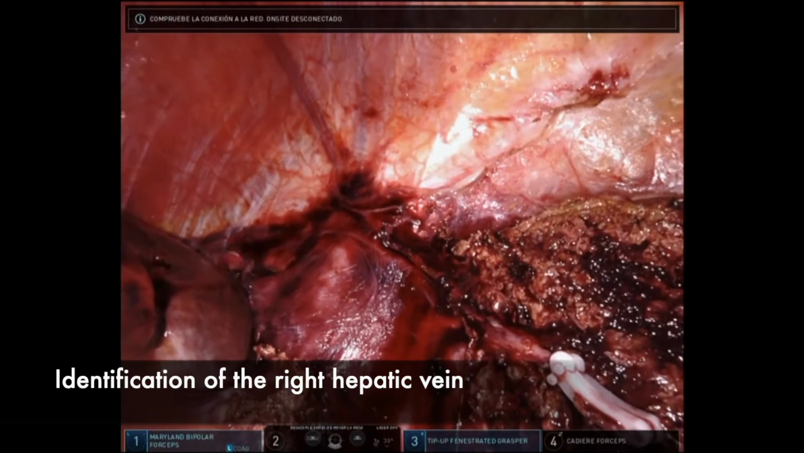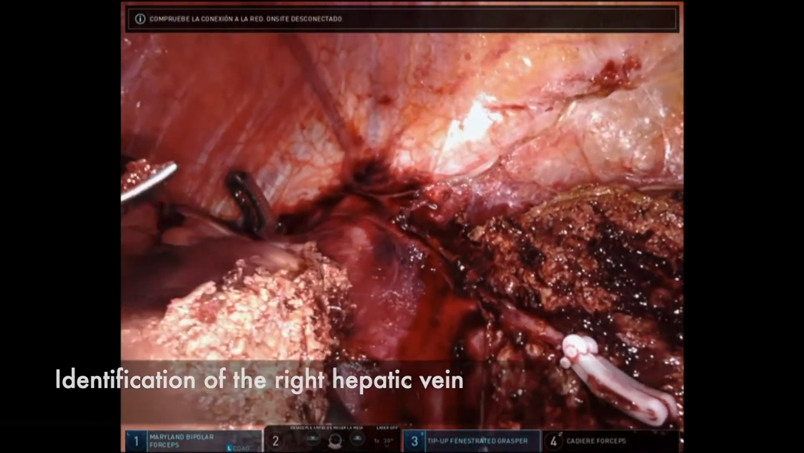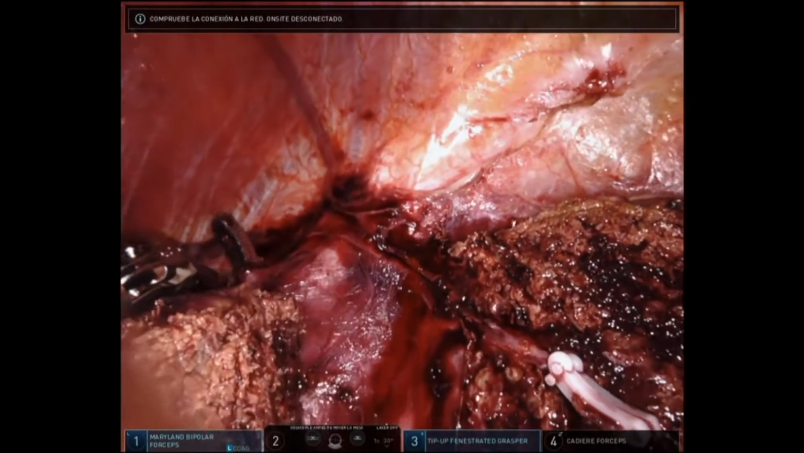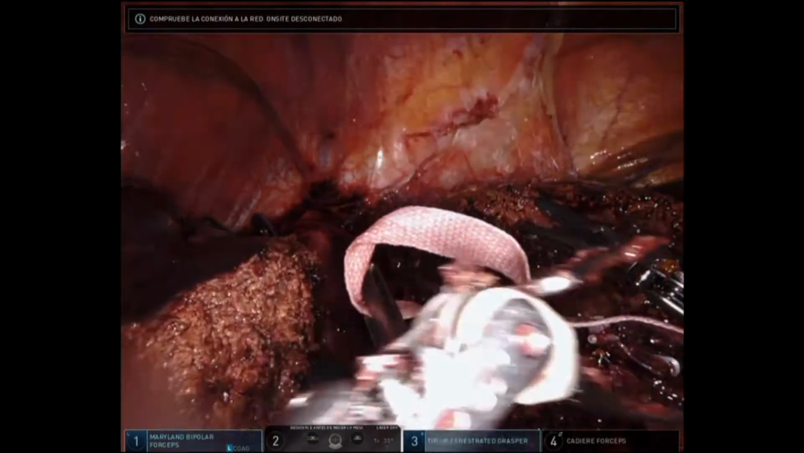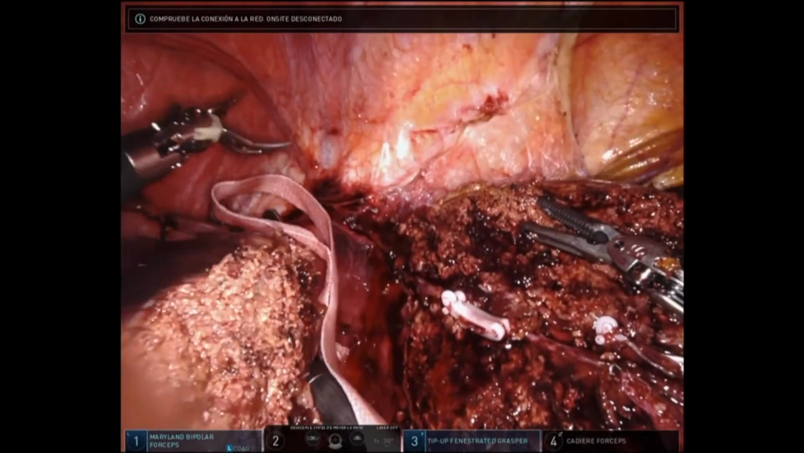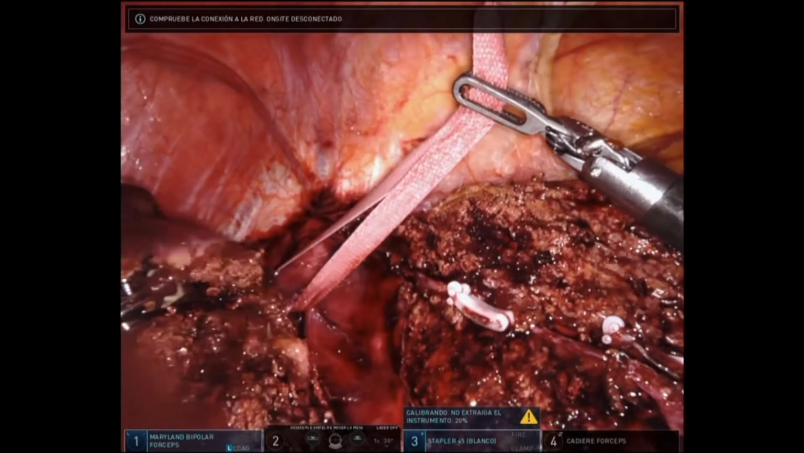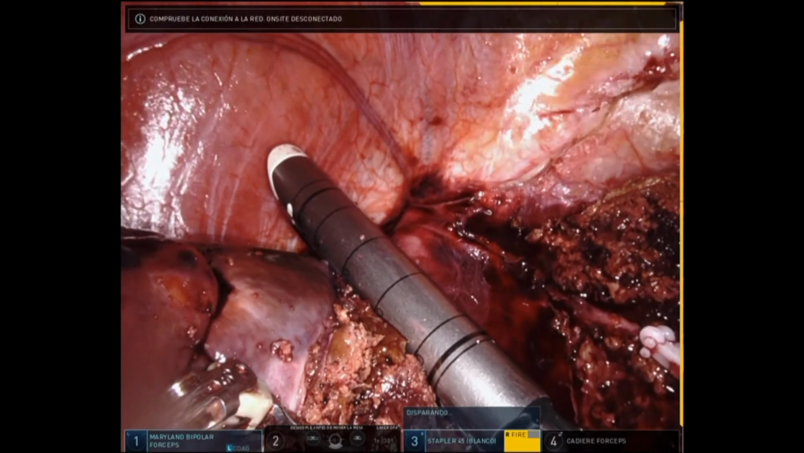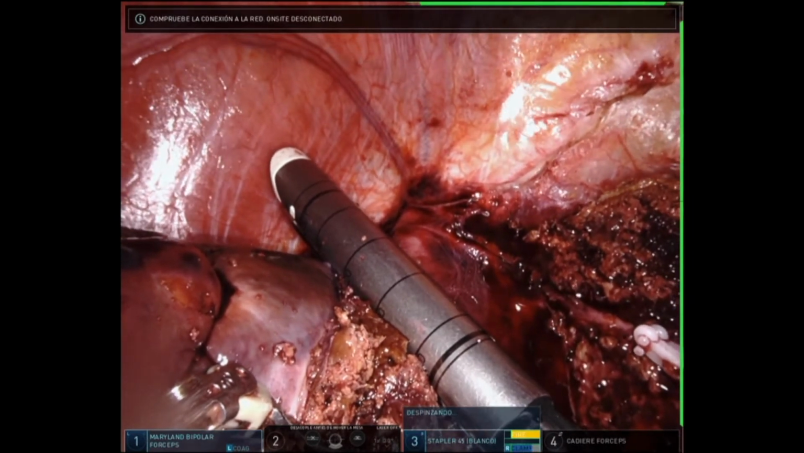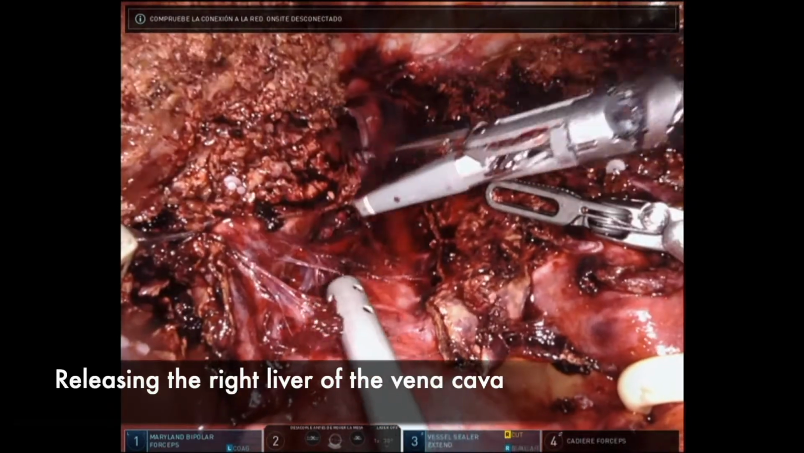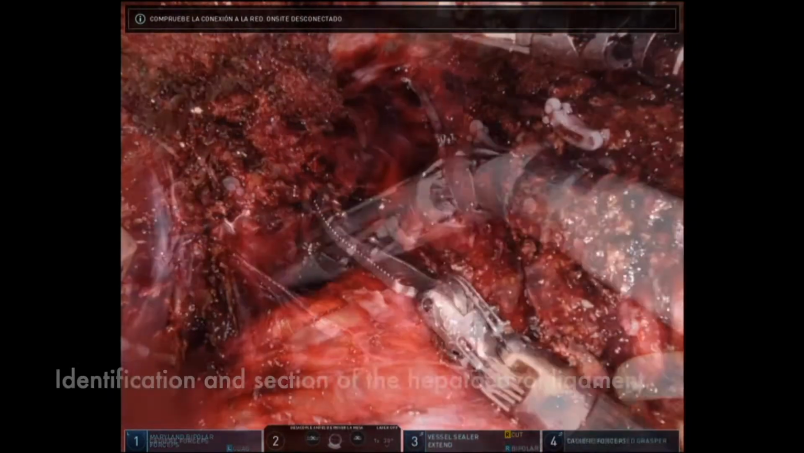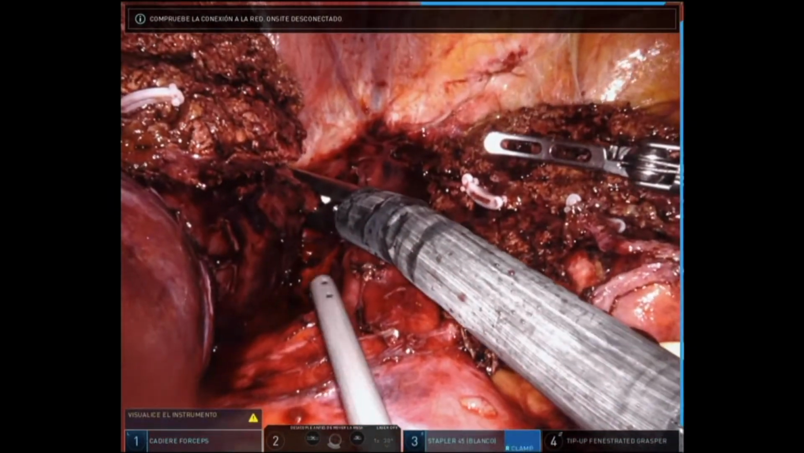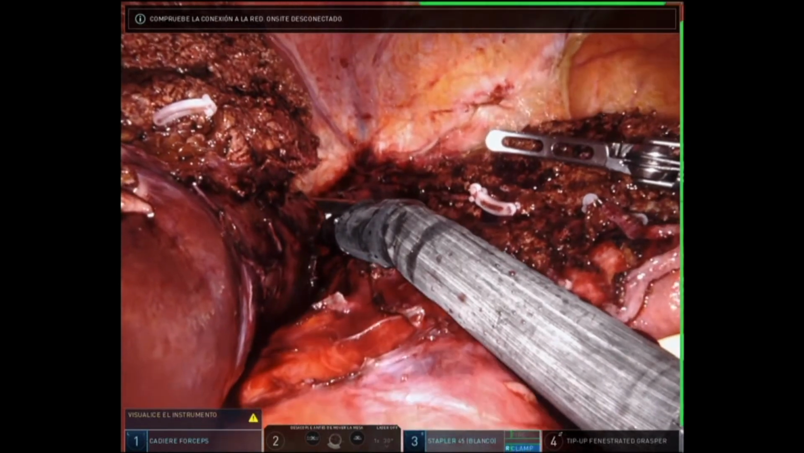The dissection follows the anterior wall of the vena cava until it reaches the entrance of the right hepatic vein. This vein is surrounded with a tape and later sectioned with a robotic endostapler with staples of 2.5 mm in size. The right liver is then freed from its adhesions to the diaphragm and the small veins draining directly to the vena cava are divided.